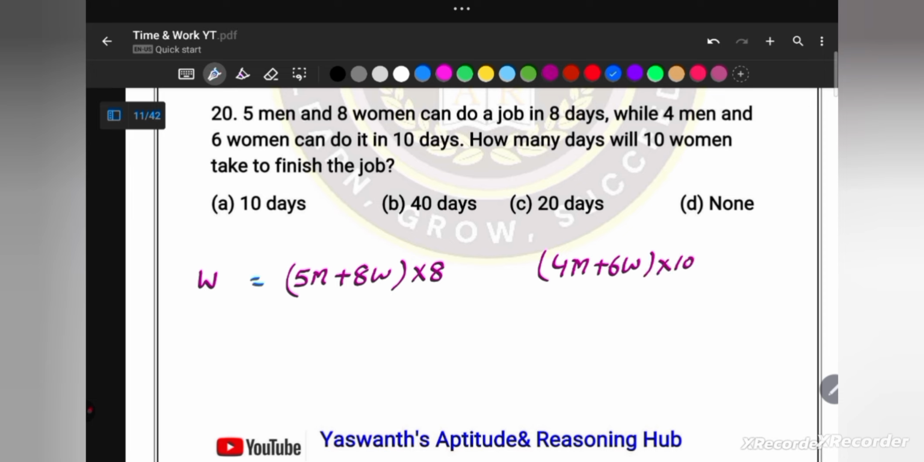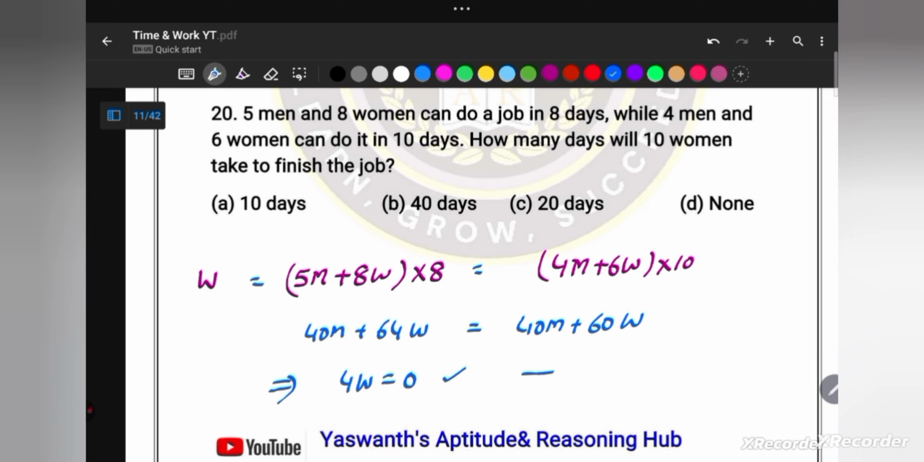So we'll be equating the works, that will be equal to 8 times 5, which is 40 men plus 64 women, will be equal to 40 men plus 60 women. From this we'll be equating, so 40 and 40 will get cancelled. Here 4 women will be equal to 0. So if you observe, the efficiency of women is 0.